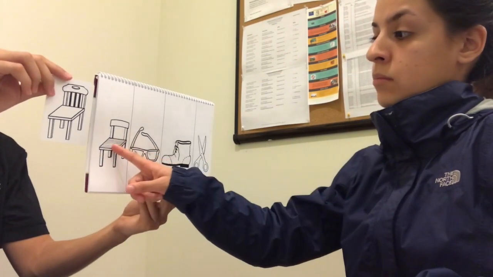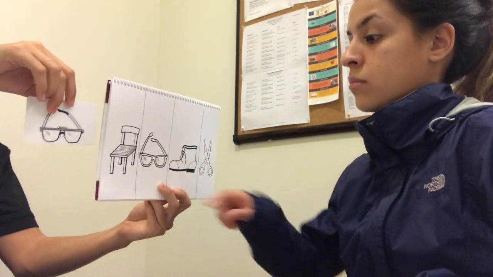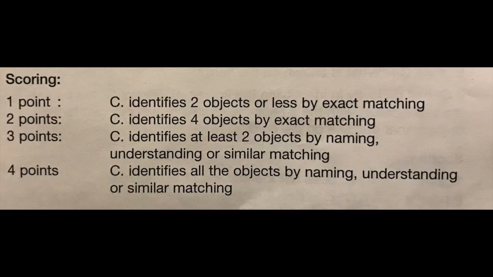Examiner shows cards one by one and asks, "Where is this?" Client has to point to a similar object on the page. Where is this? Where is this? Where is this? And where is this? Here is the scoring guidelines for the visual identification of objects section, where C stands for client.